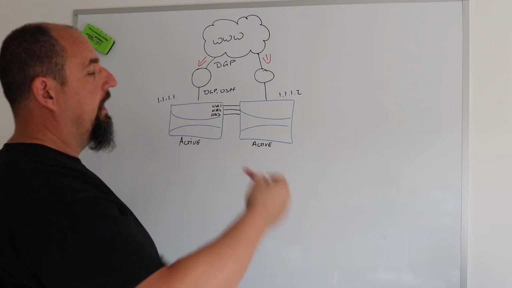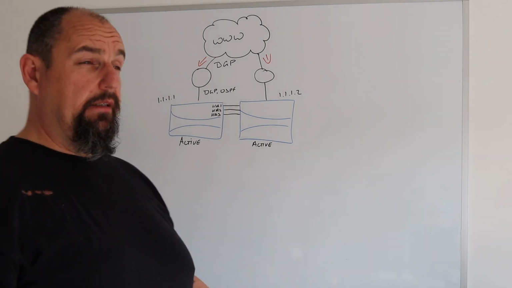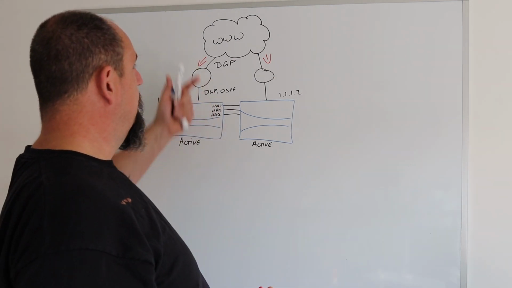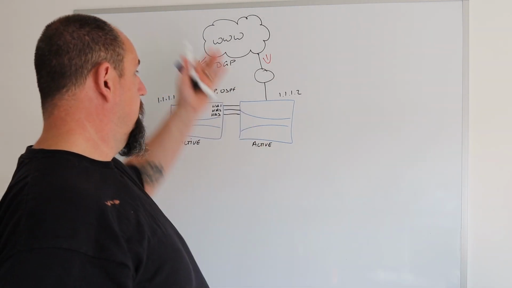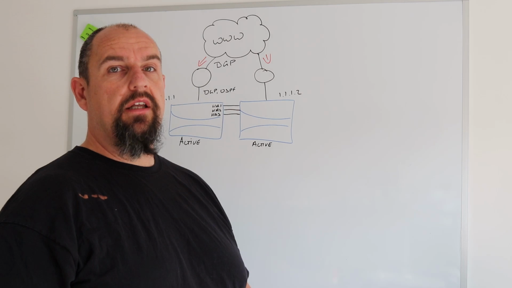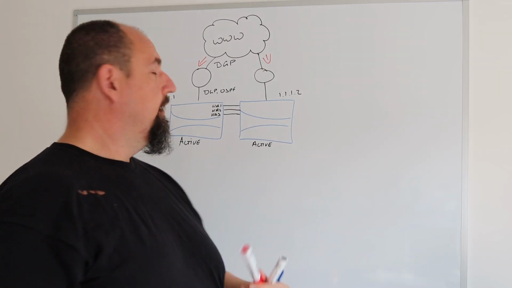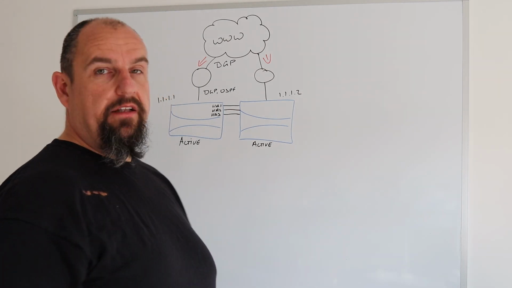You can allow your routing protocol to look at the link quality between the two. So if one becomes congested, obviously it will prefer the other route, and it will go down the other route. And you have a very, very quick failover between the two.